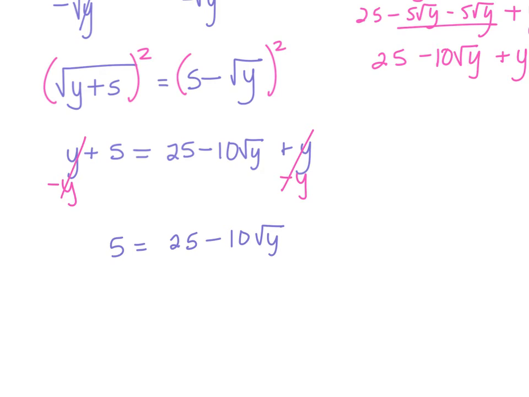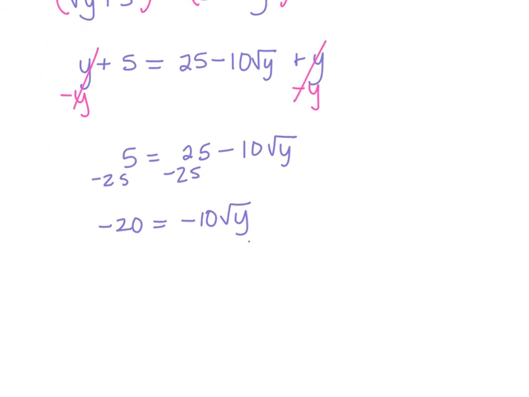Alright, so we still have a square root of y in this problem, so let's work on getting this alone. So we're going to subtract 25 from both sides. 5 minus 25 is negative 20 equals negative 10 times the square root of y. Now we're going to divide both sides by the negative 10. So we have positive 2 equals the square root of y.